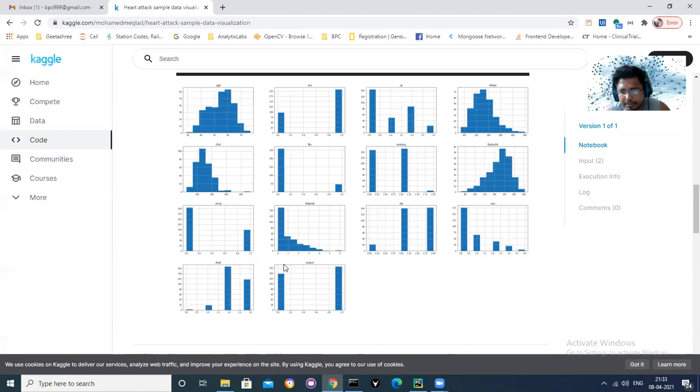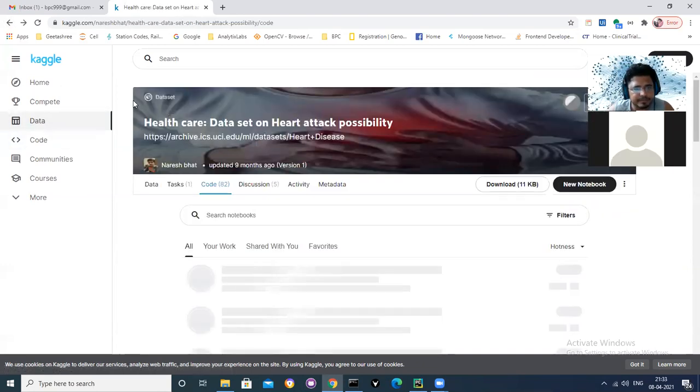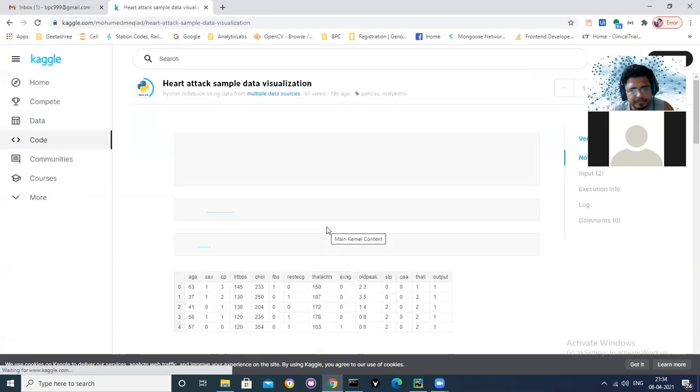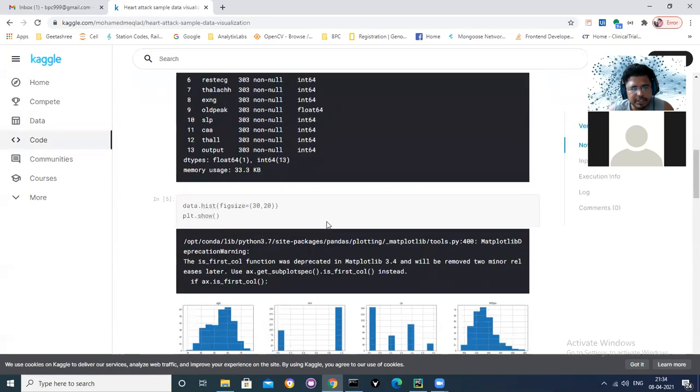I have one question. Yeah, tell me. Here in that plot, what does it take as x and y axis, how will I know? Like histogram is frequency.